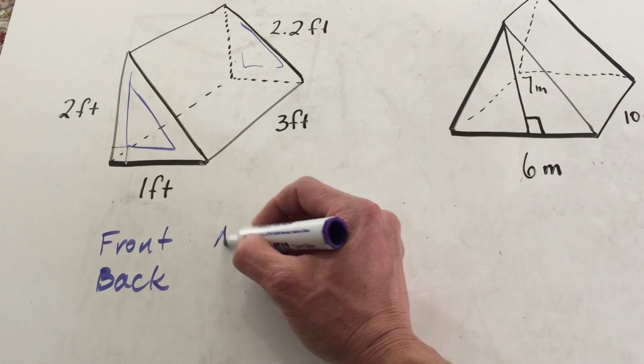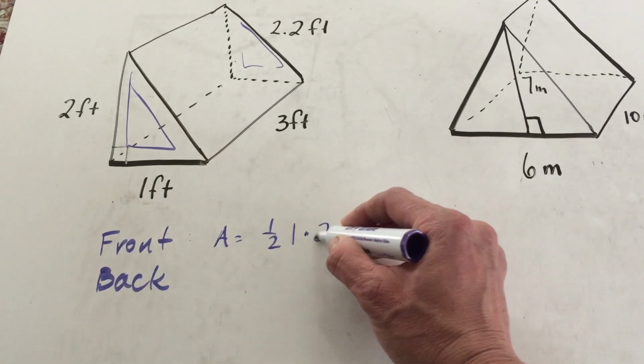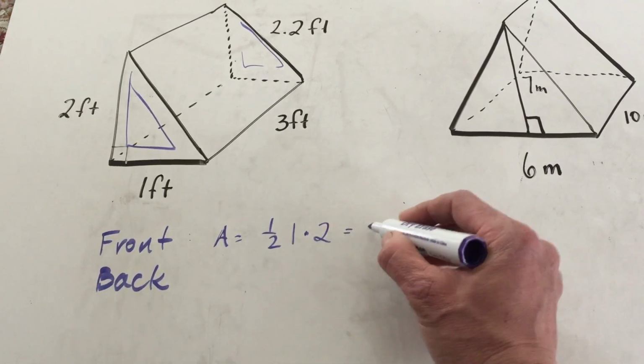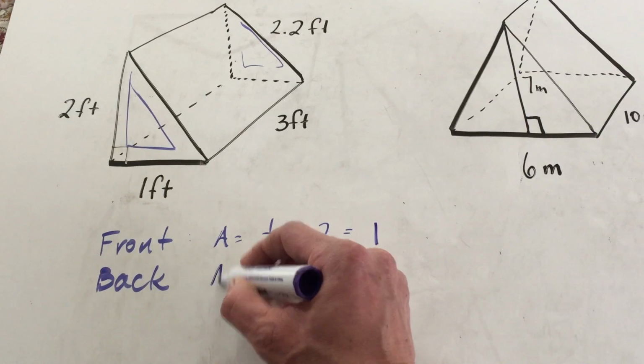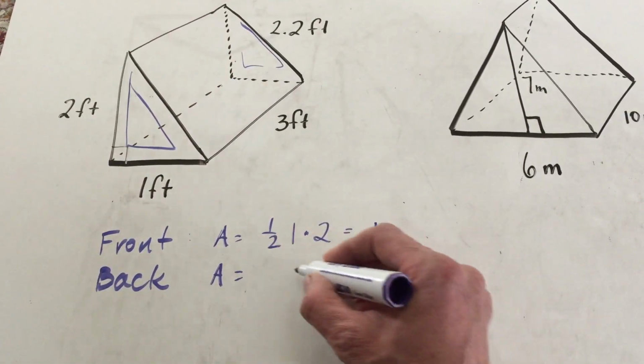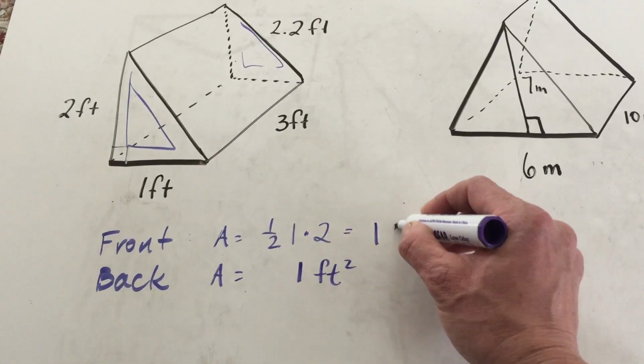So the front area is equal to 1/2 the base, which is 1, times the height, which is 2. So 2 divided by 2 would give me an area of 1. Since this triangle is the same as the back triangle, the area for the back is also going to be 1 square foot.